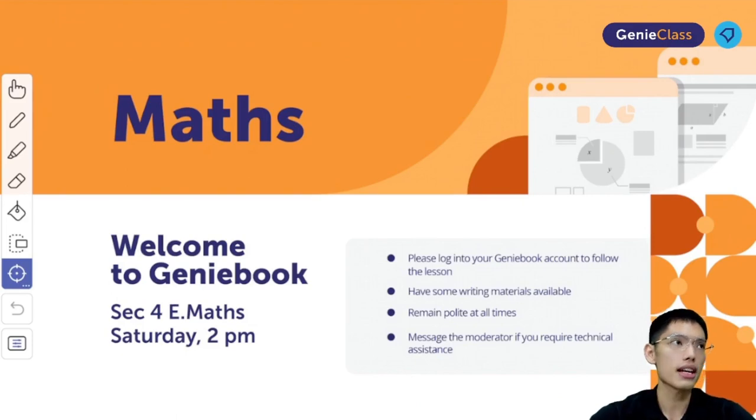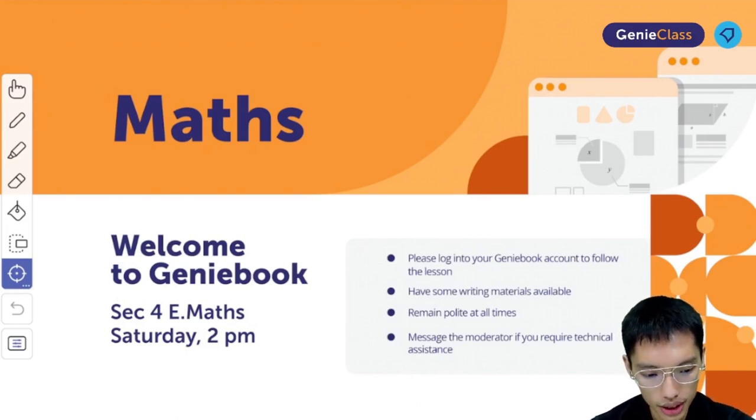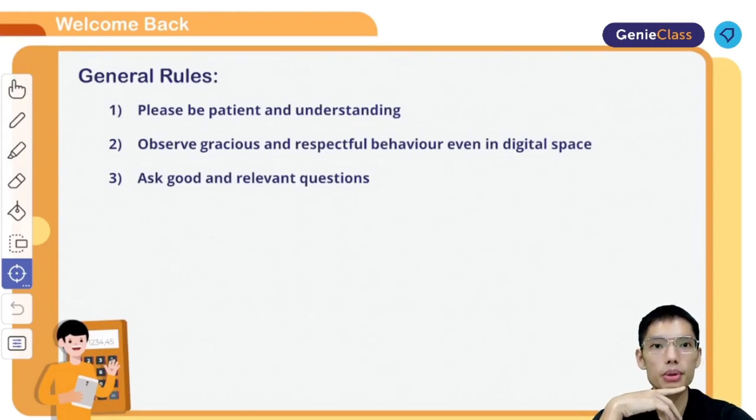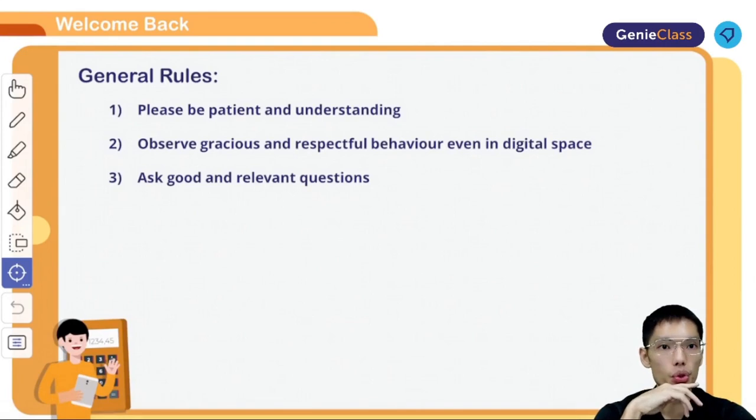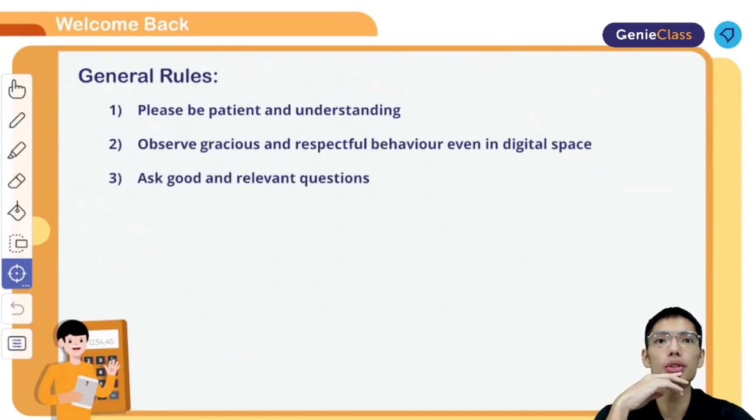Right now. Alright, let's go in about 5 seconds, or we can actually start right now. So general rules: just be patient and understanding, observe gracious and respectful behavior even in digital space. As you're writing down, just take note. And lastly, if you have any questions, please ask the relevant ones as well as the good ones if possible. In fact, any question is a good question as long as it is in context for today's lesson.